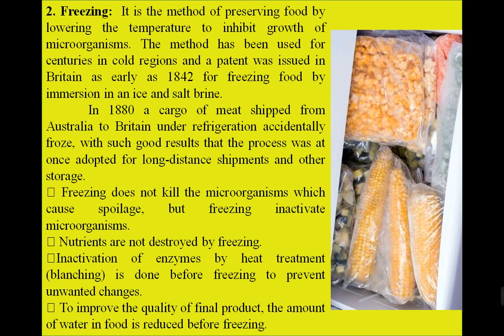So the second aspect is freezing. It is the method of preserving food by lowering the temperature to inhibit growth of microorganisms. The method has been used for centuries in cold regions, and a patent was issued in Britain as early as 1842 for freezing food by immersion in an ice and salt brine. In 1880, a cargo of meat shipped from Australia to Britain under refrigeration accidentally froze with such good results that the process was at once adopted for long distance shipments and other storage.